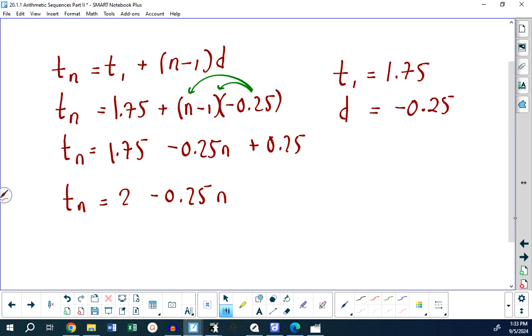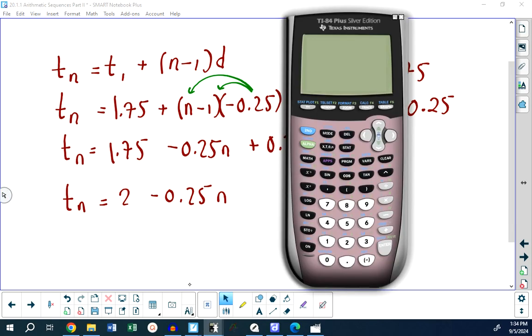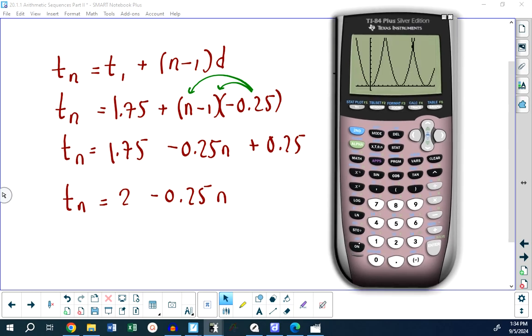This is what I get. 1.75 plus 0.25 is 2. Now, before we find the 40th term, I mentioned yesterday that there's a way to use your graphing calculator to generate the sequence. You need to know this. You need to know the formula for T sub n. So if you follow along on your calculator, you will find this helpful at some point, I'm sure. It is something you need to know how to do.